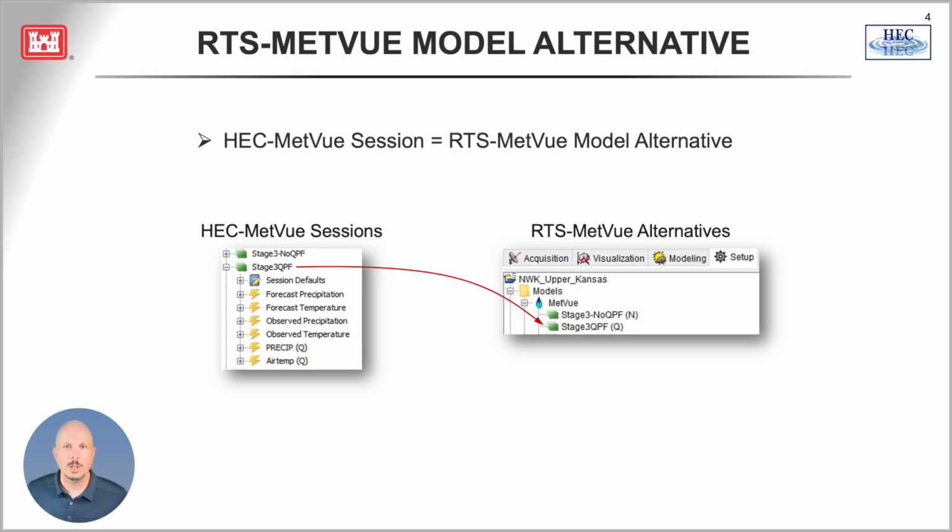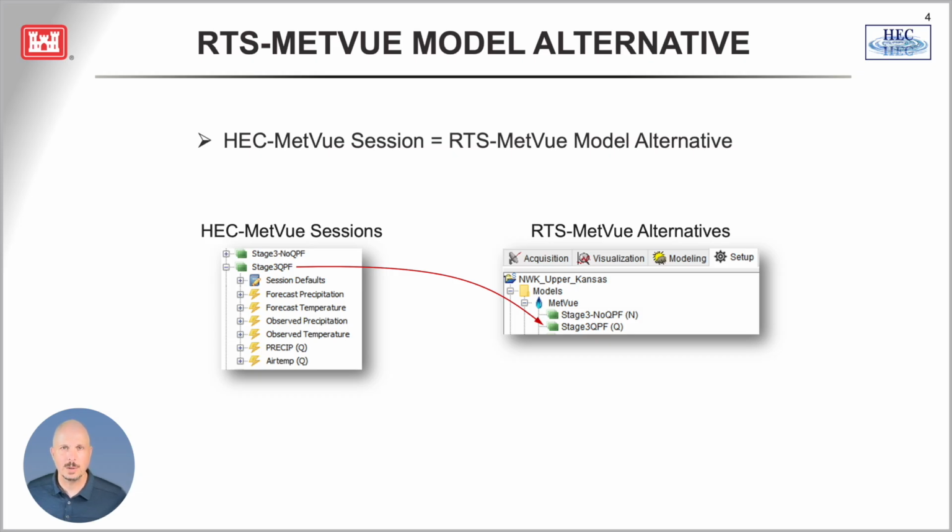With a MetVue session, you group together the various map window inputs for observed and forecast datasets. For instance, a session or model alternative that is intended for snowmelt modeling would include 4 input map windows, 2 map windows for observed precipitation and temperature, and 2 map windows for forecast precipitation and temperature. Once imported into HEC-RTS, the MetVue model alternative can be configured to combine observed and forecast datasets with a consistent time interval. Multiple MetVue sessions can be imported as RTS model alternatives.